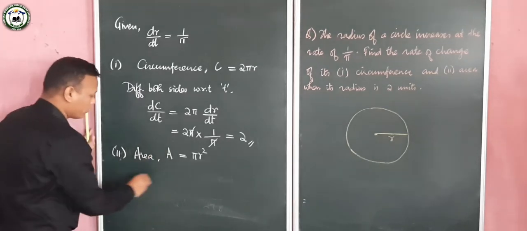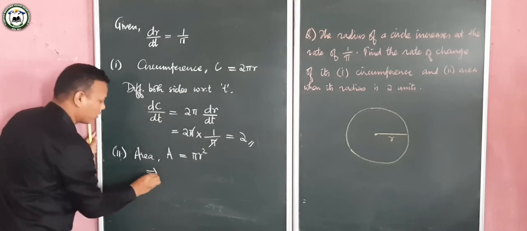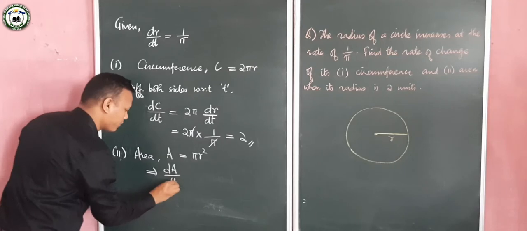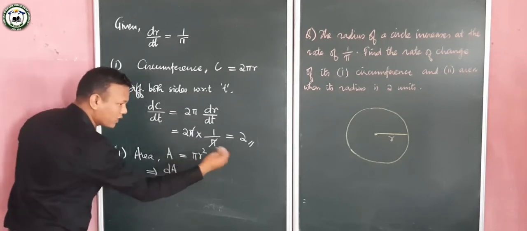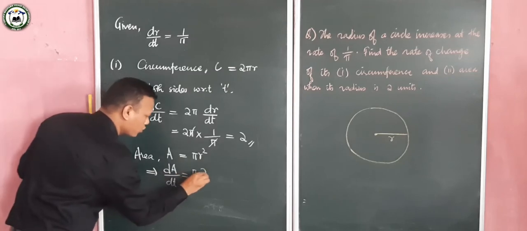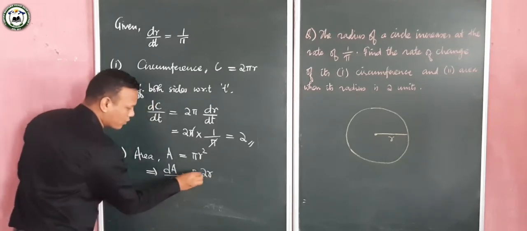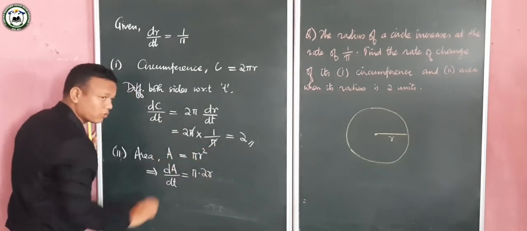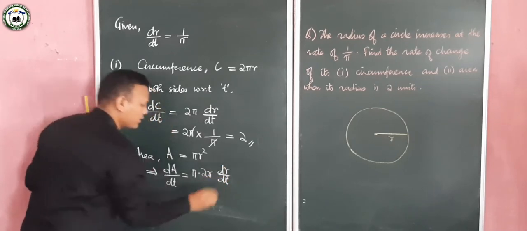Again, write differentiating with respect to t. I don't have space, so I'm not writing that. So we have dA by dt equals pi. Now, what is the derivative of r square? First it will be 2r. Then r also has to be differentiated, so the derivative of r with respect to t will be dr by dt.